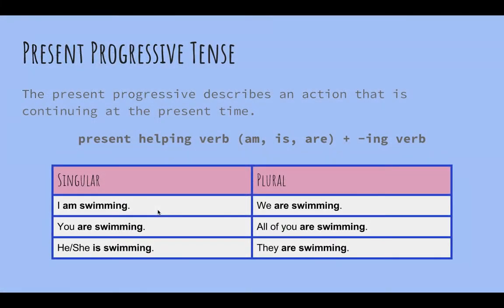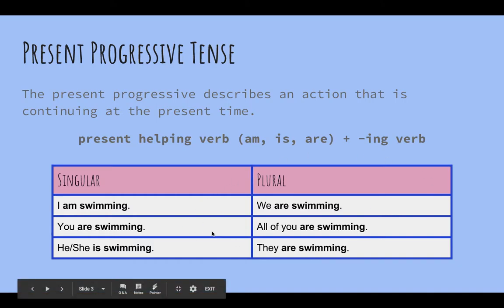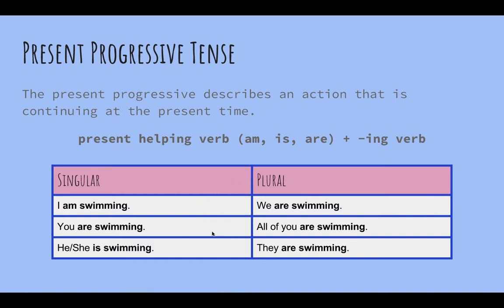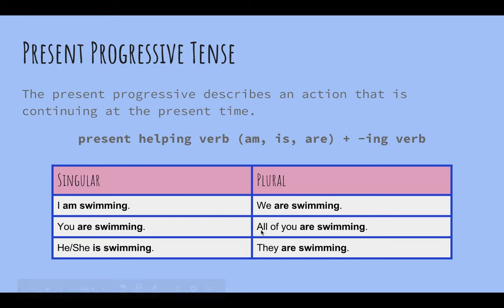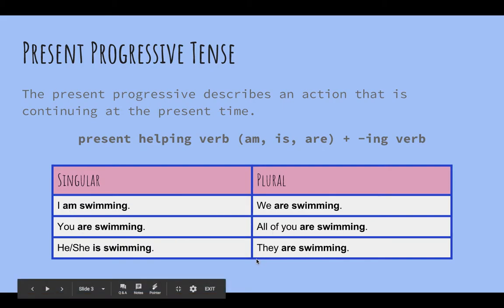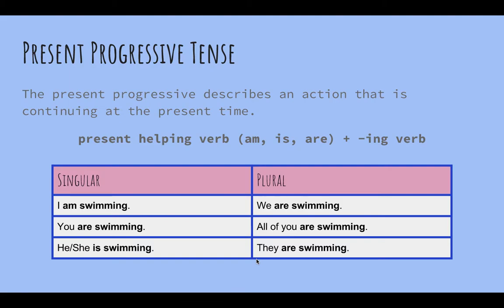So to continue with that, on our present progressive tense, these are actions that are happening at the present time, and they use the am, is, are helping verb with an ing verb. So look down at our chart down here. All of the main verbs end in ing. They're swimming. The way that they're different is with the helping verb. So like I am swimming, you are swimming, they are swimming, and all of those kind of things. He, she, or it is swimming.